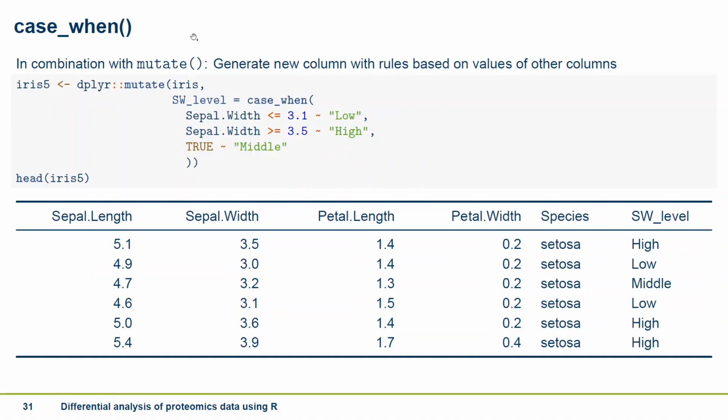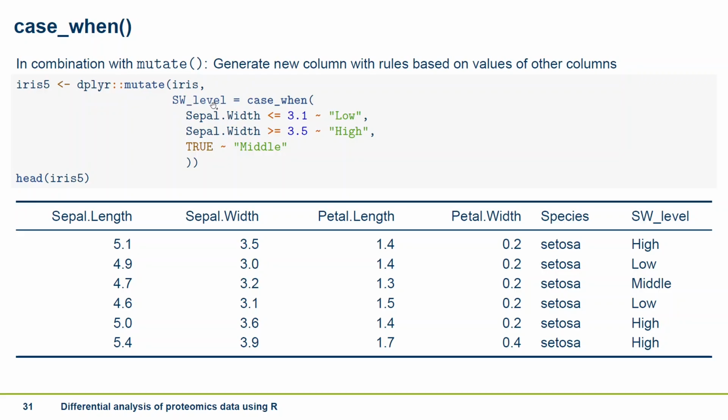Mutate works also really well in combination with the case when function. So this generates also new columns, but with rules based on values of other columns. So for example, it can be used to add categories. For example, you want to have low, high, and middle based on the sepal width. Then you can just say, I want to save it in a column called SW level.